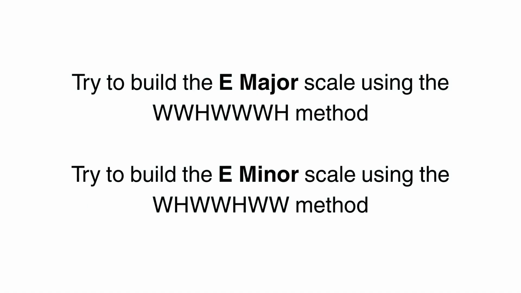With that out of the way, here is another exercise for the viewer. Try to build the E major scale using the WWH method, which is whole, whole, half, whole, whole, whole, half. And try to build the E minor scale using the WH method, which is whole, half, whole, whole, half, whole, whole.